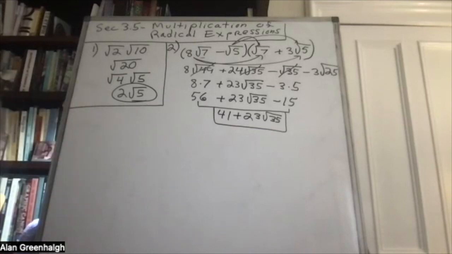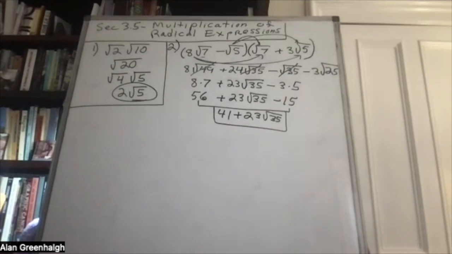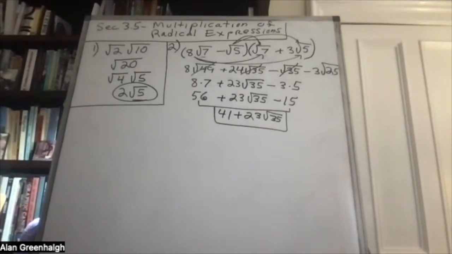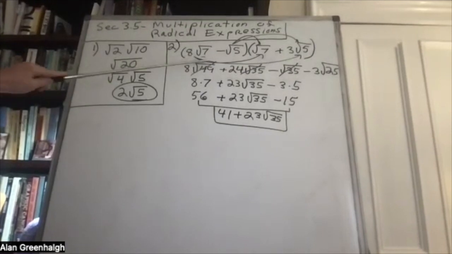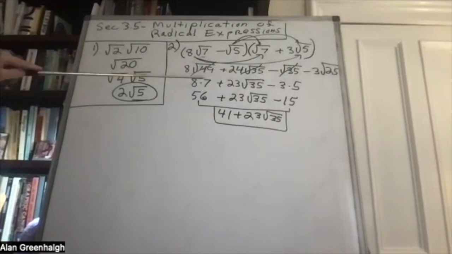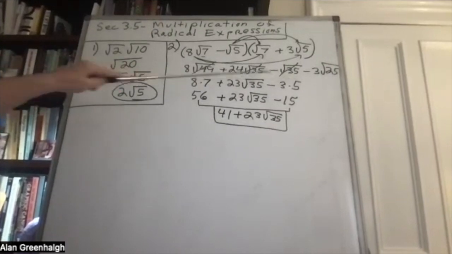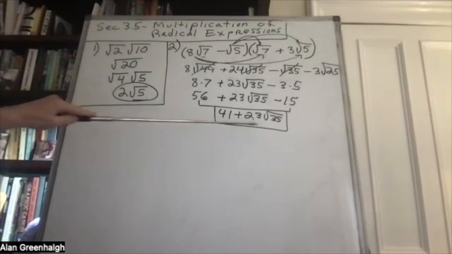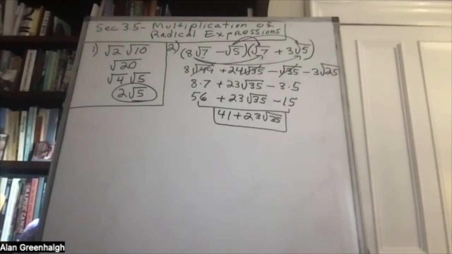Only kidding. I don't think it's very exciting, but it's kind of an extension of the distributive property, right? You're distributing, it's like multiplying binomials, except it's a little more complicated because you have radicals. But this is the way you do it. Are there any questions?